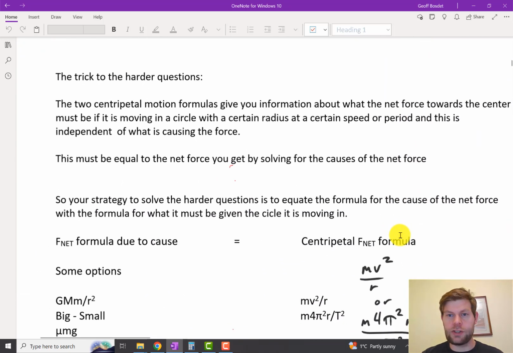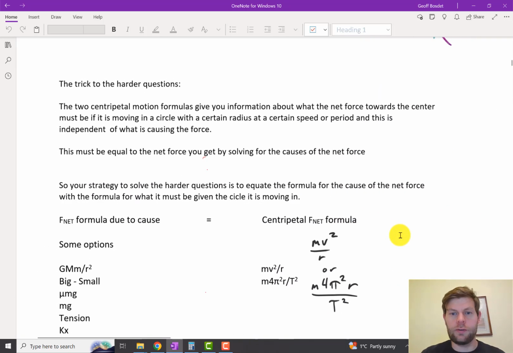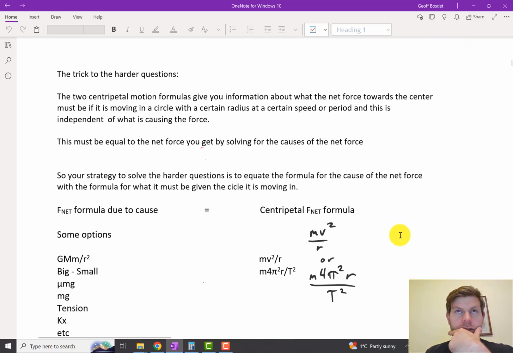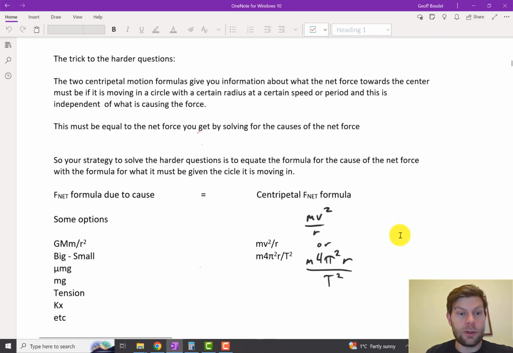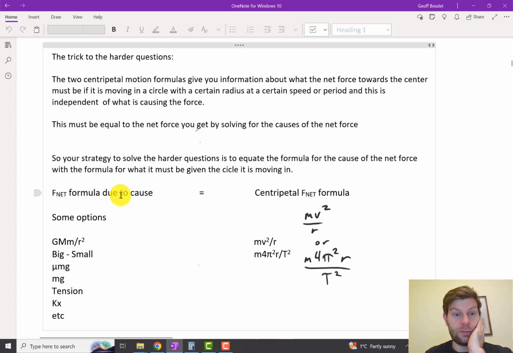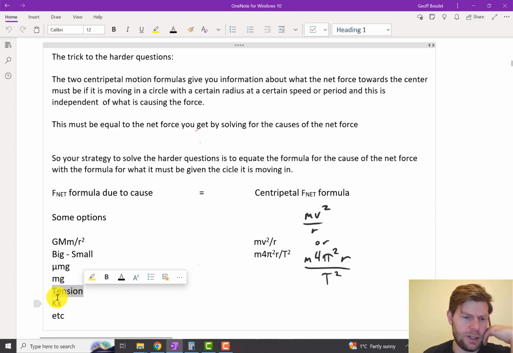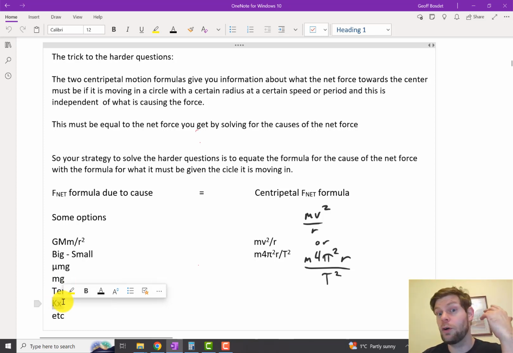Now, the big trick that you're going to have to do all the time is you can come up with a formula for net force because of what's causing the net force. Could be gravity, could be big minus small, could be friction, could be gravity when you're at the surface of the earth, could be tension in a string that they just give you, could be spring force, could be whatever. You've done net force before, you know how to do it.